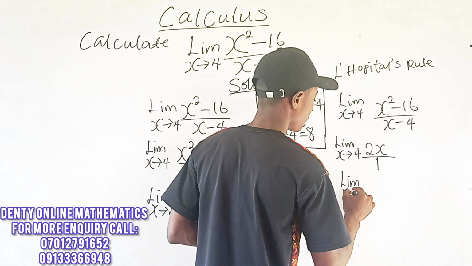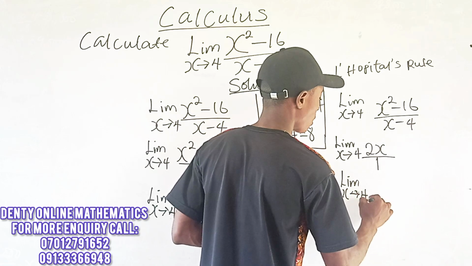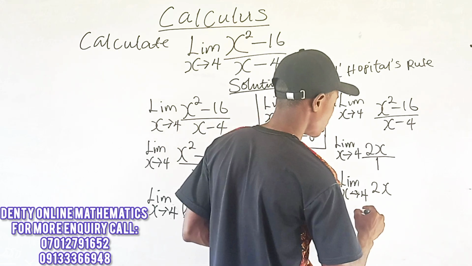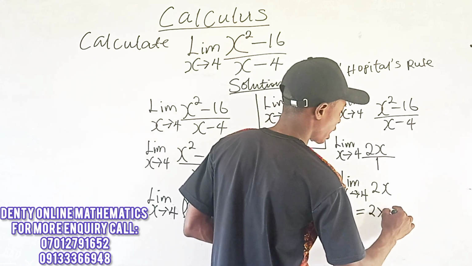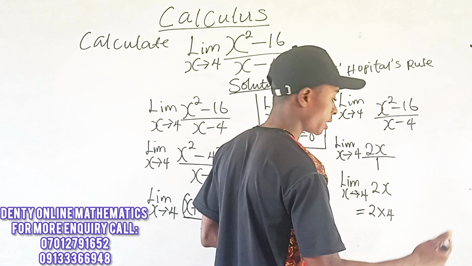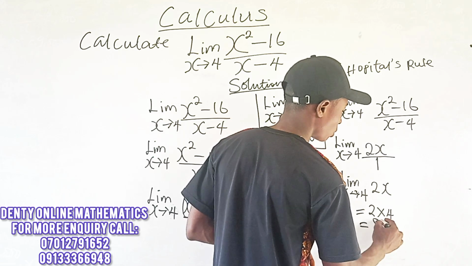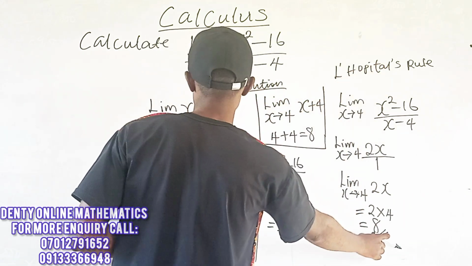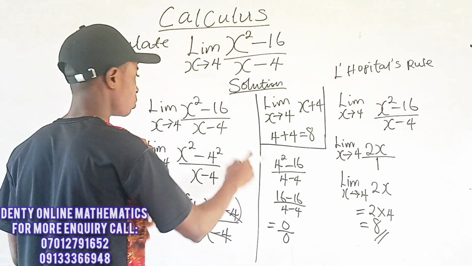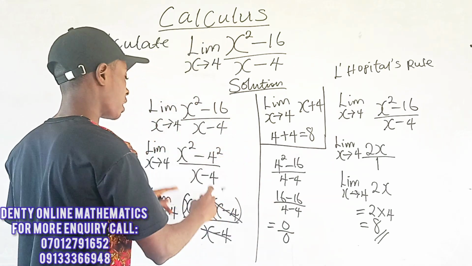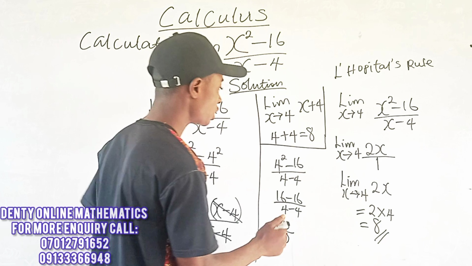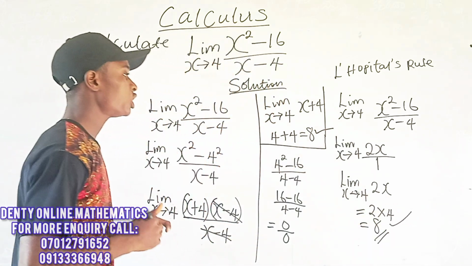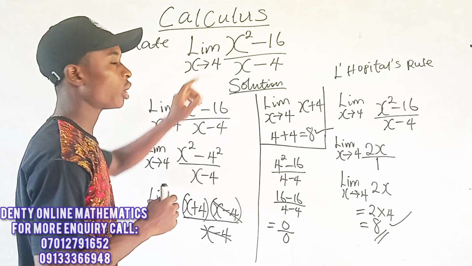Now, 2x divided by 1 is the same thing as the limit as x tends to 4 of 2x. Remember, x tends to 4, so it's simply 2 times 4, which is equal to 8. So you can see that if we use L'Hopital's rule, we have 8, and if we use the method of direct substitution, after you cancel out your common factor, you also have 8. This shows the clear solution of this problem.